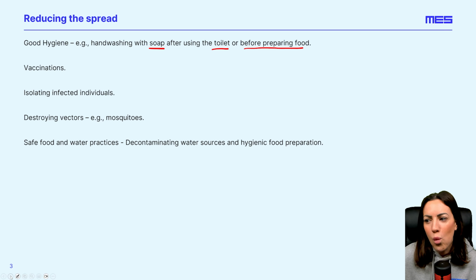Safe food and water practices. So making sure you're drinking clean water, decontaminating any water sources, hygienic food preparation, so using antibacterial sprays to wipe down any food preparation surfaces, washing your hands after handling raw chicken, for example. These would all be good ways to reduce the spread of infectious diseases.